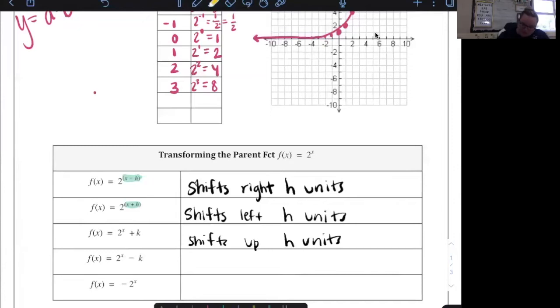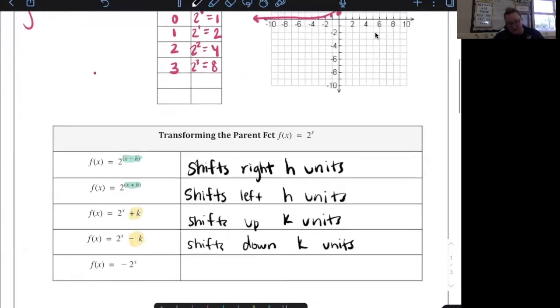Then if I subtract k from the entire function, we're going to shift down. Why did I say h? I meant k units for both of those. I must be distracted today. All right, shifts down k units.